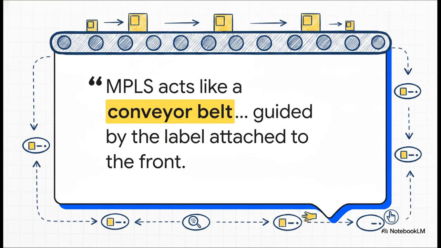There's a quote from the source material that I think just brilliantly illustrates this entire concept. It says, MPLS acts like a conveyor belt. Each router only knows where to send the package next, guided by the label attached to the front of the box. And that hits the nail on the head, right? The intermediate routers don't need to open the box to read the contents, and they definitely don't need to calculate the ultimate route to the destination city. They just read the label, hand the box to the next guy in line, and move on. It is a masterpiece of networking efficiency.